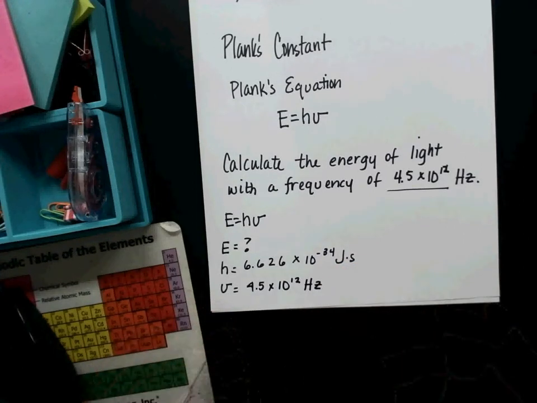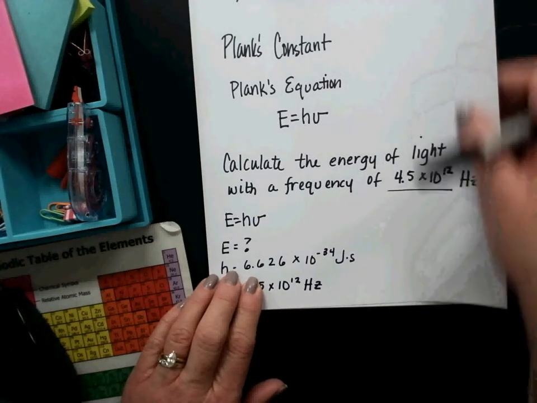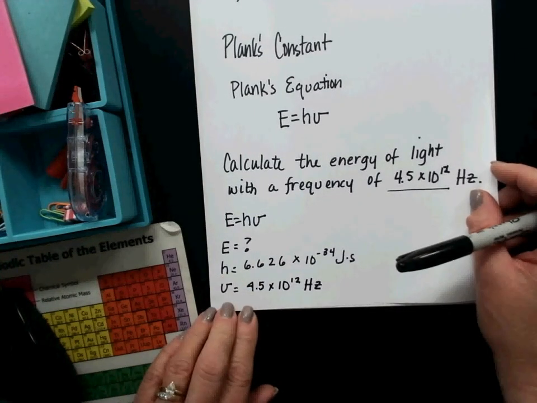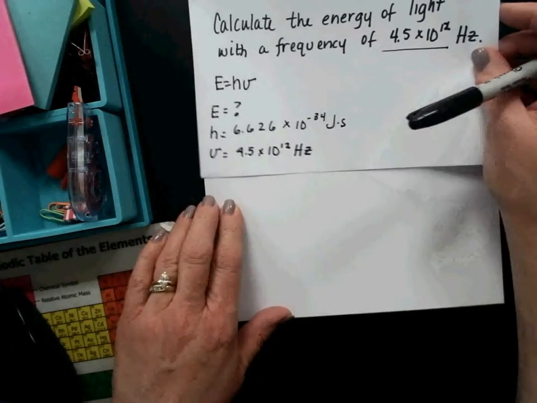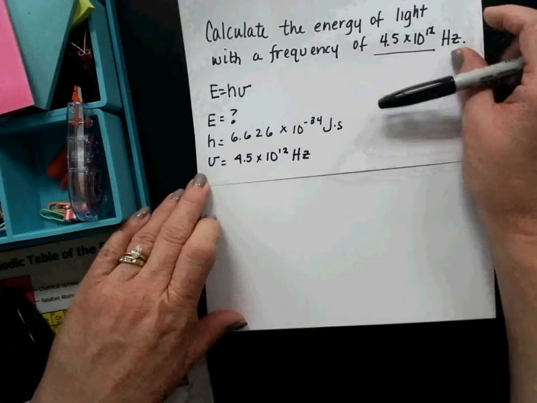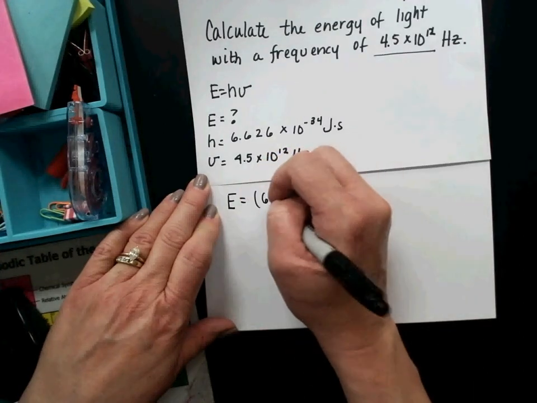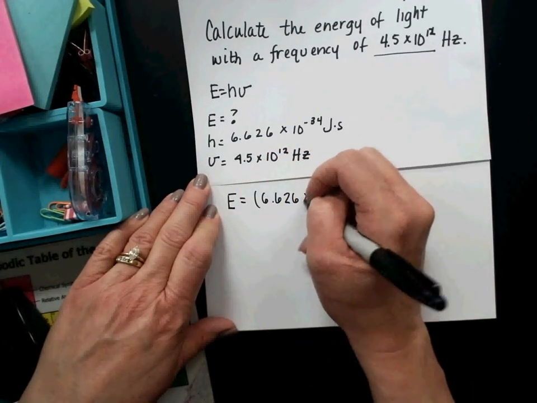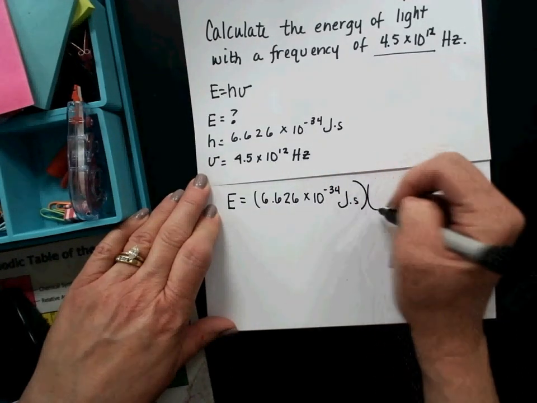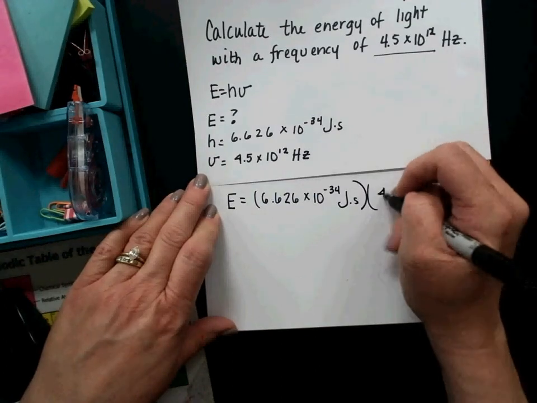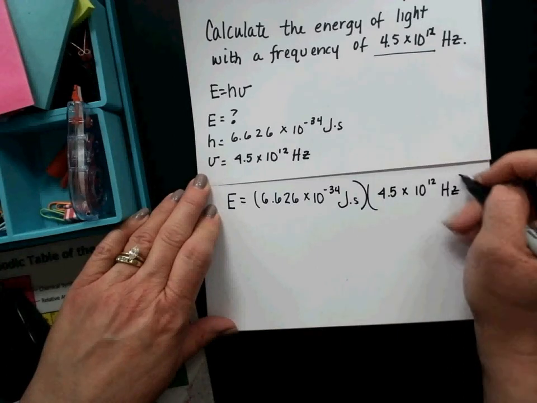So that's what I would expect to see if you were doing this on a quiz or a test, the upcoming test, which I'm thinking will be about next Monday or Tuesday, probably Tuesday. We'll start it. So then let's plug everything we know into the equation. This is actually a pretty easy one. E equals h, which is 6.626 times 10 to the negative 34th joules times seconds, times frequency, which is 4.5 times 10 to the 12th hertz. So I would expect to see that set up on your paper.